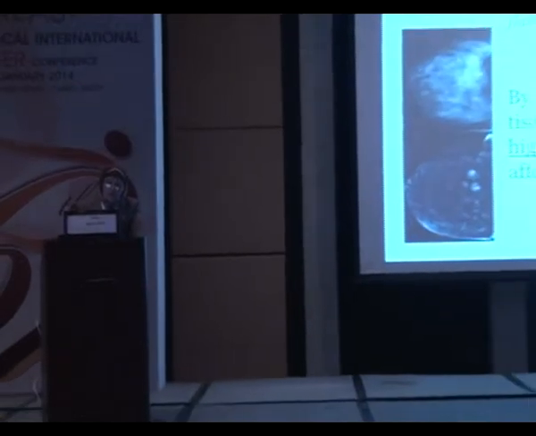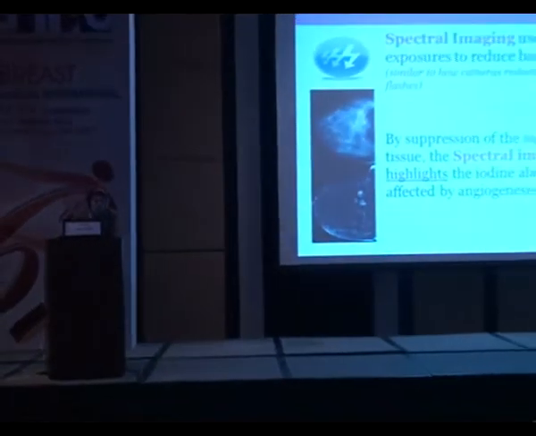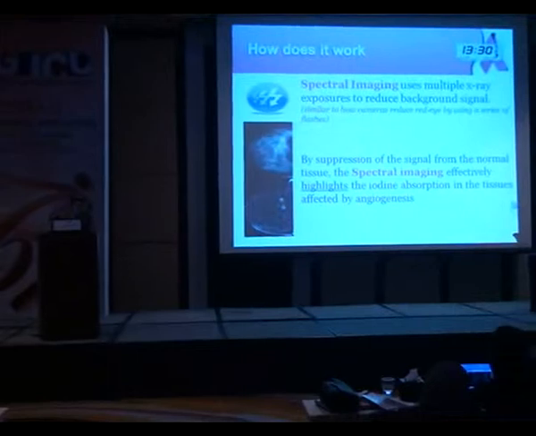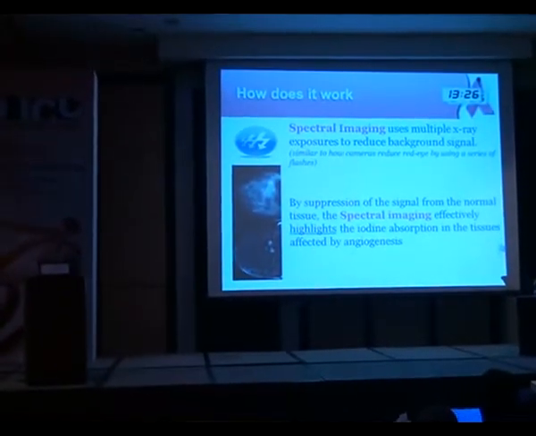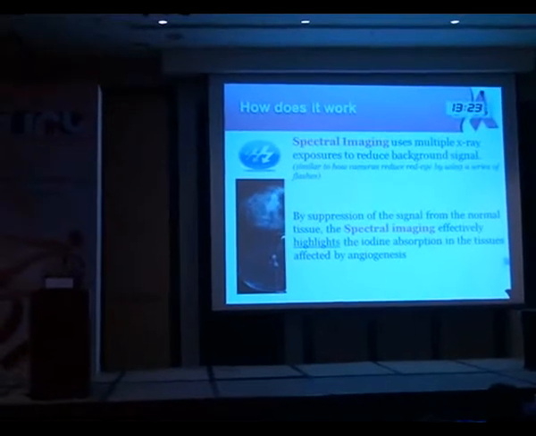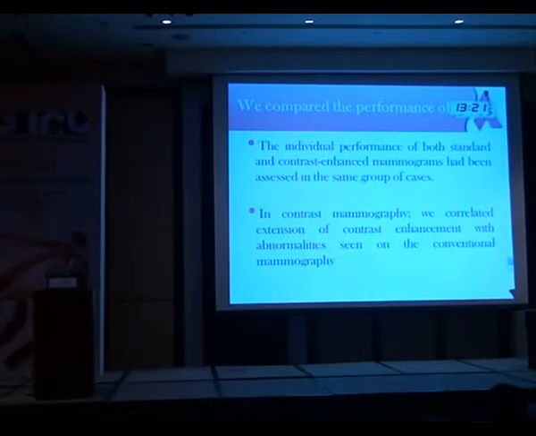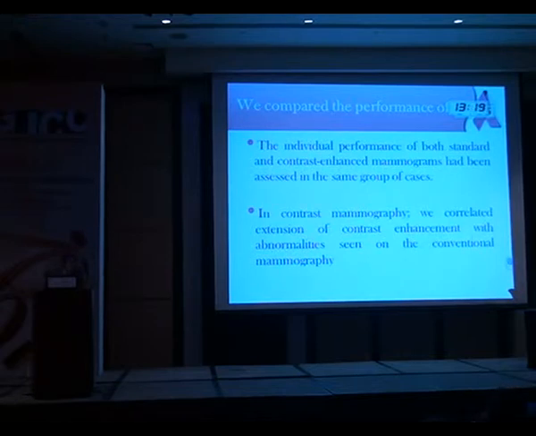How does it work? Spectral imaging uses multiple X-ray exposures to reduce the background signal. By suppression of the signal from the normal tissues, the spectral imaging effectively highlights the iodine absorption in the tissues affected by angiogenesis. In our studies, we compared the individual performance of both standard and contrast-enhanced mammogram assessed in the same group of cases. In contrast mammography, we correlated the extension of contrast enhancement with abnormalities seen on the conventional mammography.